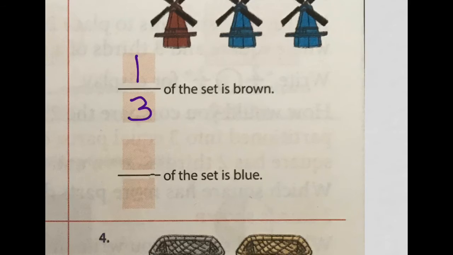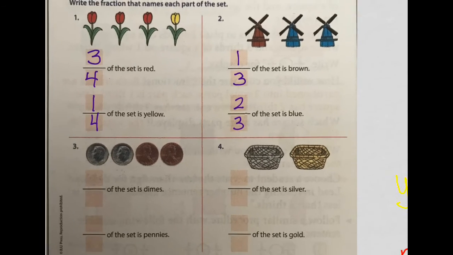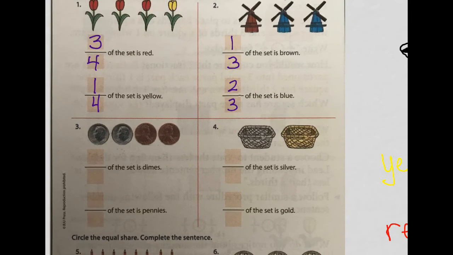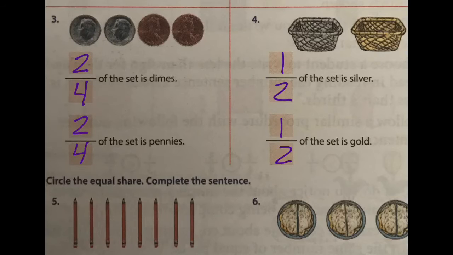Okay. How many of the set is blue? I see 2 out of the 3 are blue. Okay, you do 3 and 4. Pause the screen. When you unpause, I'll have the answers up. I'll wait a second for you to pause. Okay, here are the answers.